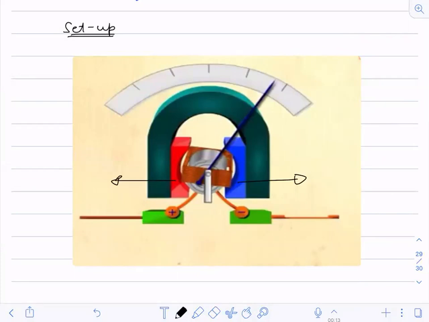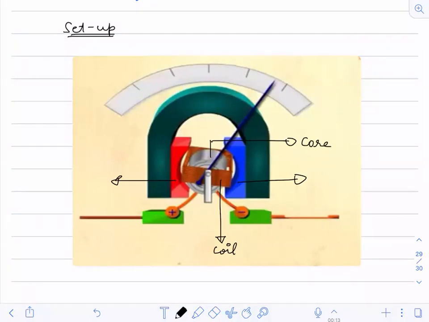This is a coil. This red color structure, if you can see, is the coil. Understood? This cylindrical structure, if you can see, is a core, a soft iron core, in order to enhance the magnetic field.